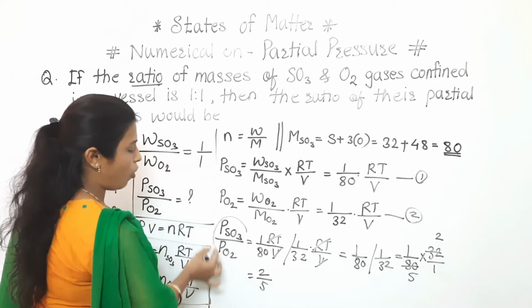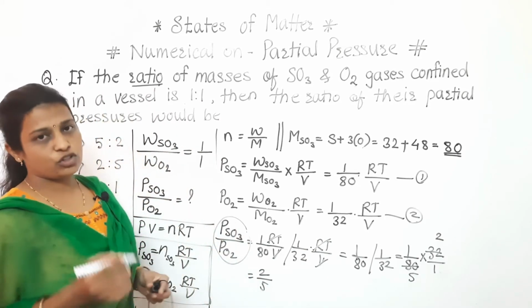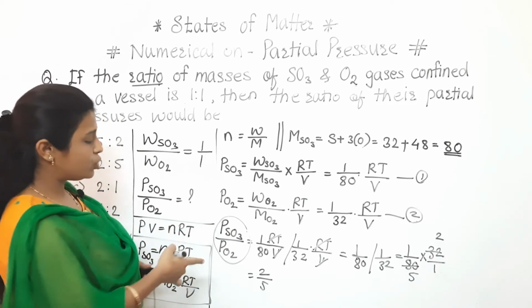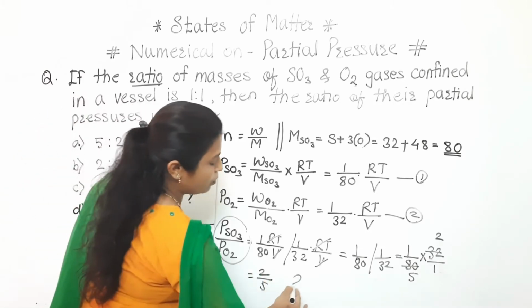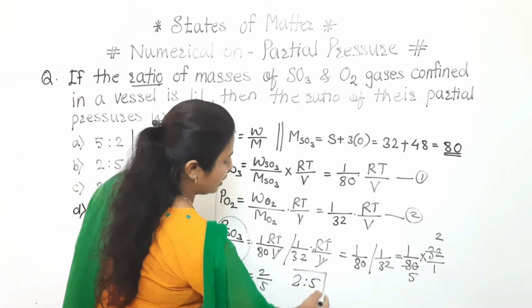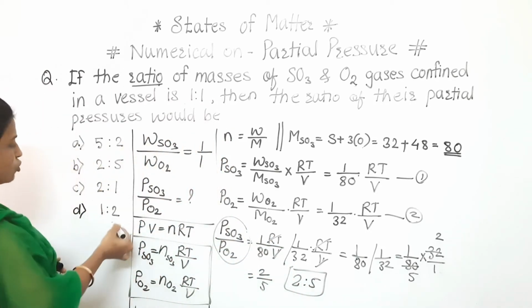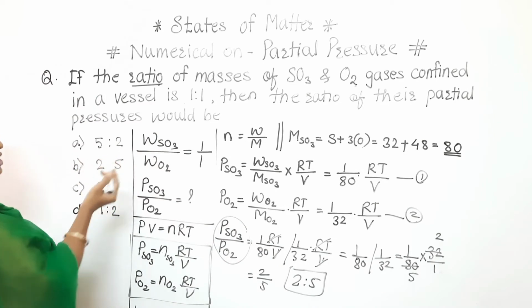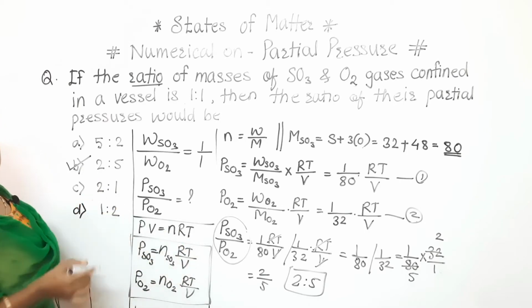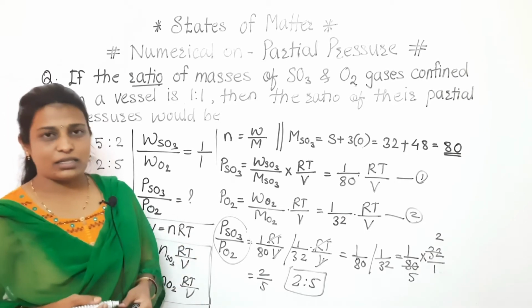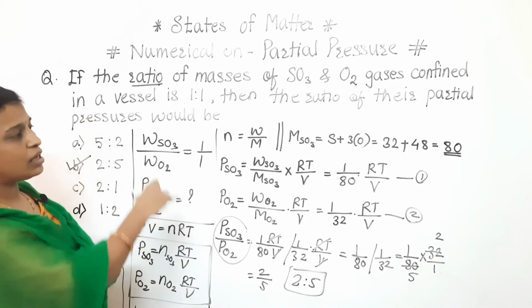Means the ratio of the partial pressure of sulfur trioxide to the partial pressure of dioxygen will be 2:5. Now see here, if we consider the options, option A is 5:2 and option B is 2:5. So option B is our answer. Hope everyone understood how we have solved.